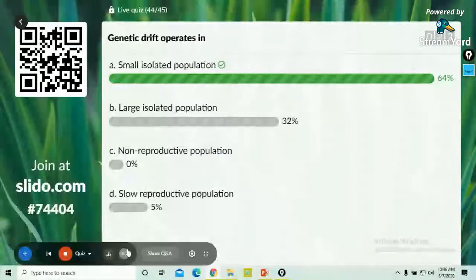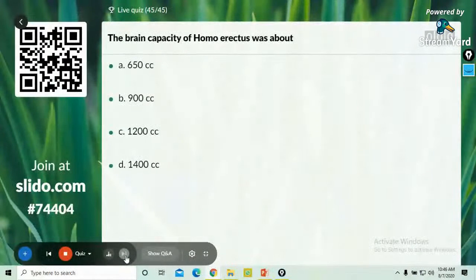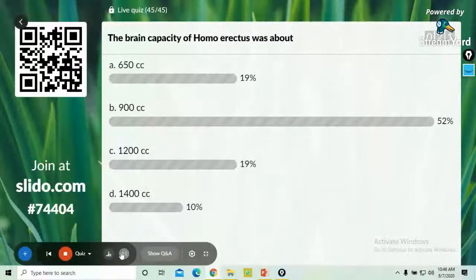Last and final question for the most expected MCQs from NEET 2020 biology. 45th and the last question from your NCERT. The brain capacity of Homo erectus was about 650 cc, 900 cc, 1200 cc, or 1400 cc. It is Homo erectus, not Homo sapiens. Yes, 52% with the correct answer, 900 cc.